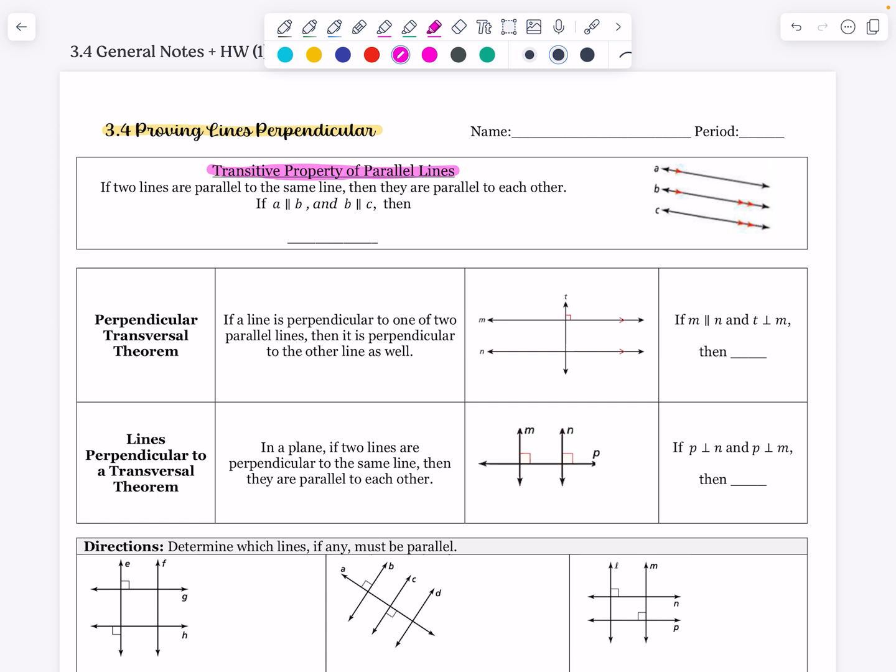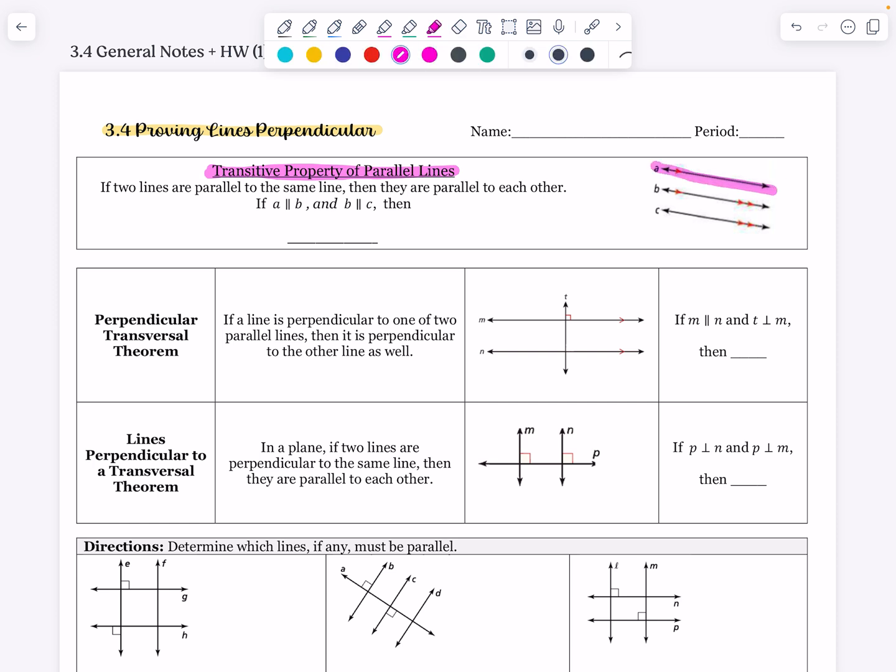Remember that the transitive property of equality said if A equals B and B equals C, then you can transition out that middleman and A is equal to C. So here's what the transitive property of parallel lines says. If two lines are parallel to the same line, then they're parallel to each other. This helps when you do this in colors a little bit. So let's just start with colors.